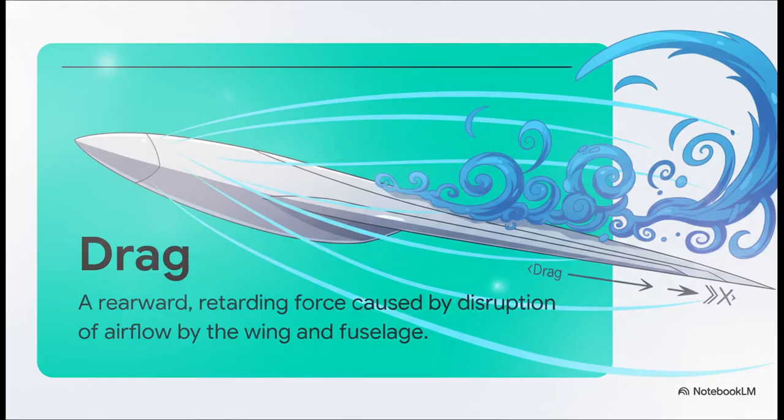And directly opposing that thrust, that's drag. You see, whenever you shove a physical object through the air, you disrupt the airflow. And that disruption creates a rearward retarding force acting perfectly parallel to your relative wind.